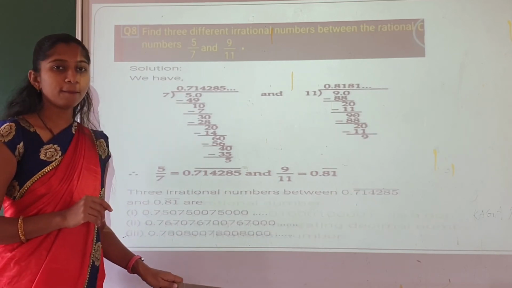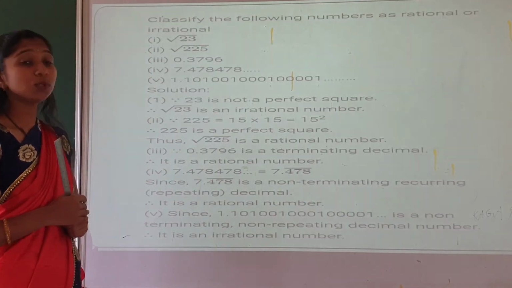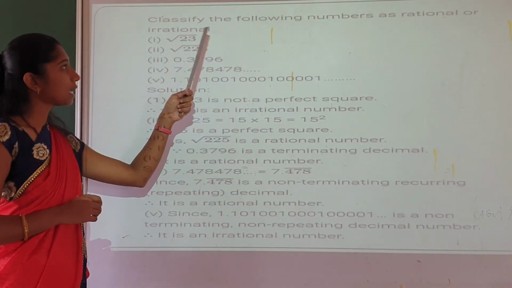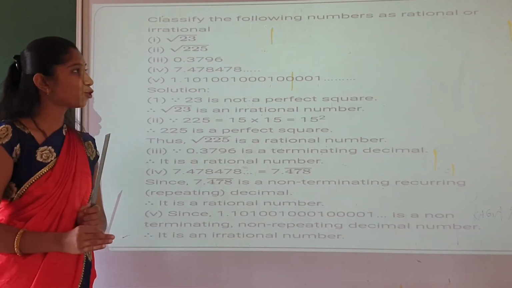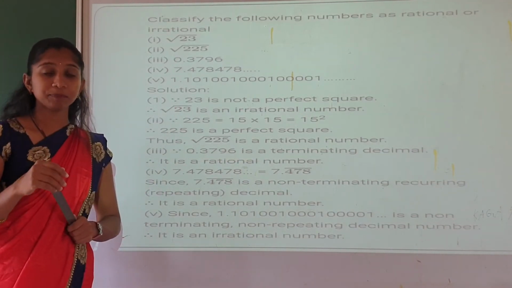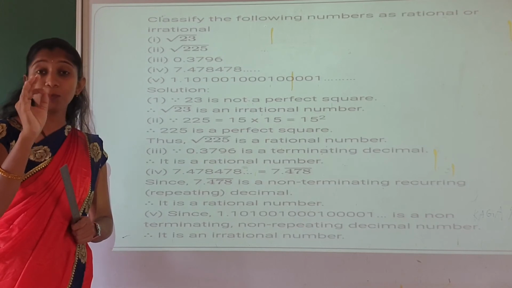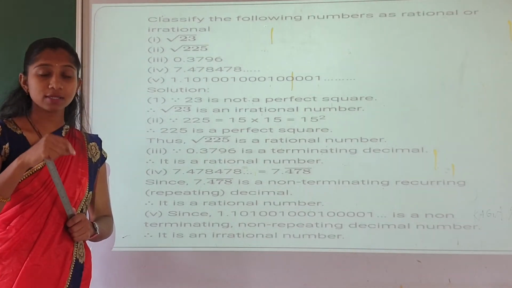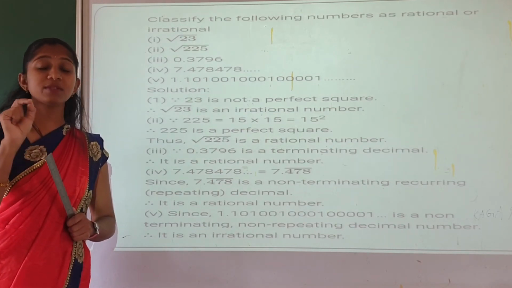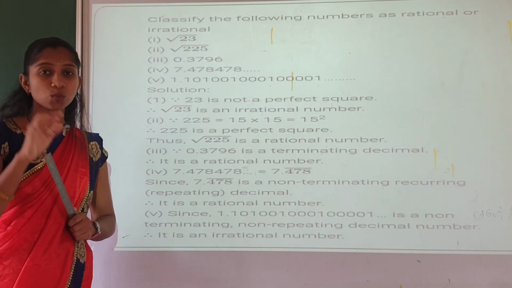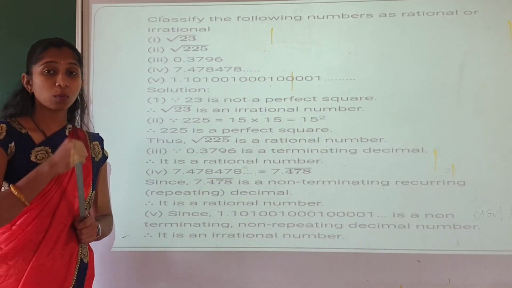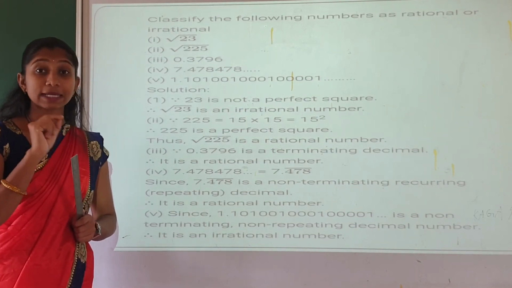That is about the 8th problem. Let's come to the last problem of this exercise. What is the last problem? Classify the following numbers as rational or irrational. Look at the first question, square root 23. One important point you have to identify here: if a perfect square number is there inside the square root, then that is not an irrational number, that is a rational number. Two problems are there like that. By this you will clarify the concept.